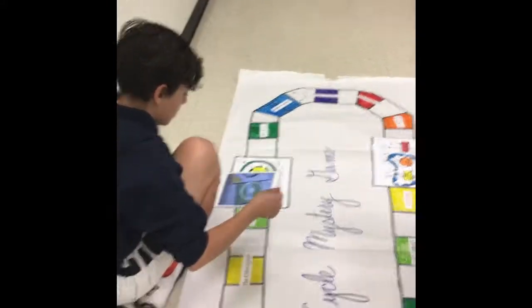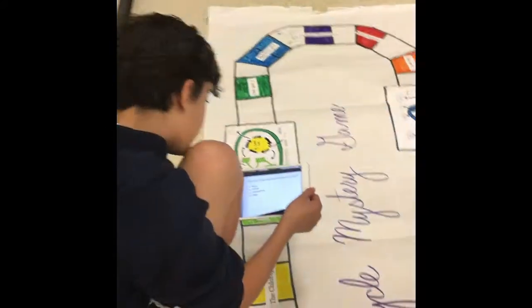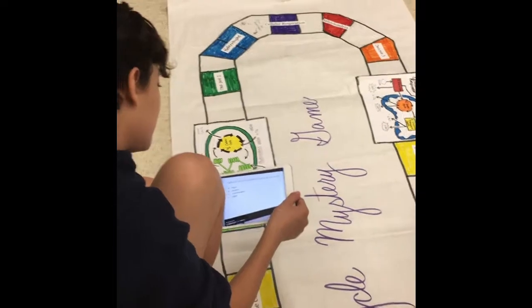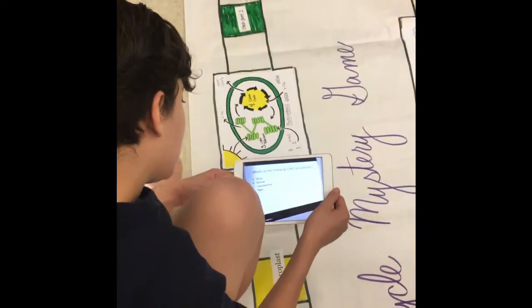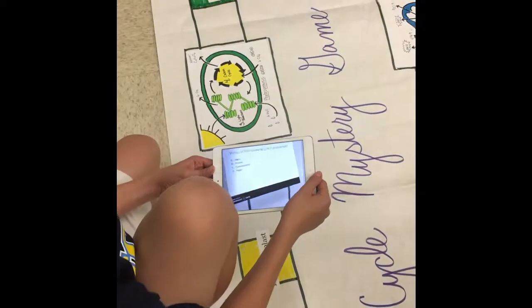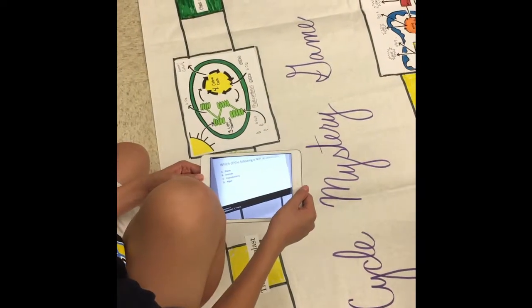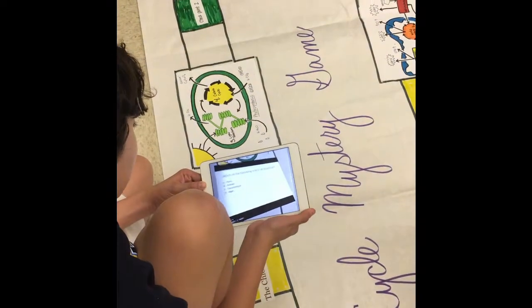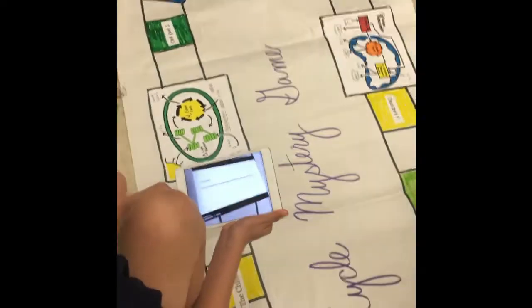Uh-oh guys, looks like we hit our first checkpoint. Which of the following is not an autotroph? A. Plants. B. Animals. C. Cyanobacteria. And D. Algae. I think it's A. I think it's D though. Someone says A, someone says D. B. Ooh, B. Why do you think animals?